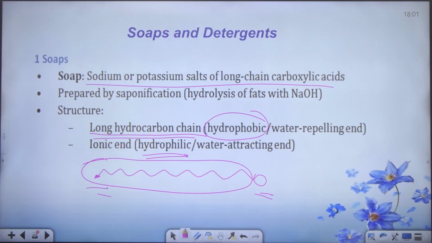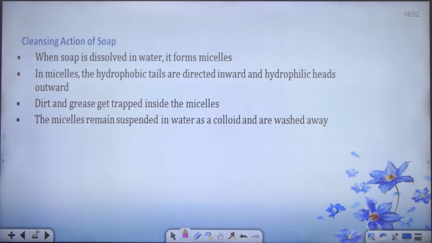The head part is hydrophobic and the tail part is hydrophilic. Hydrophobic is the water repelling end, and hydrophilic, they love water, is the water attracting end. The ionic end is hydrophilic and the long hydrocarbon chain is hydrophobic. And now, the cleansing action of soap.